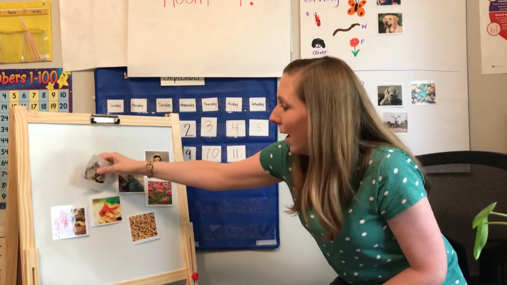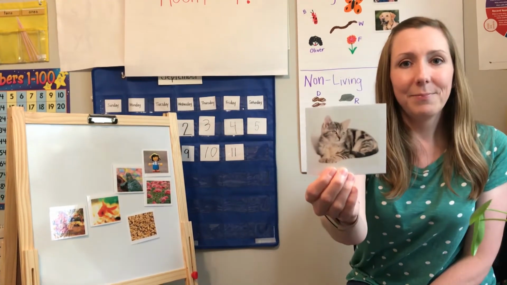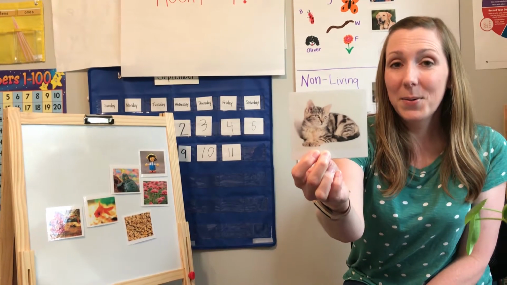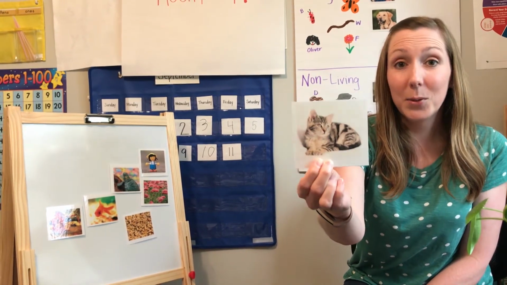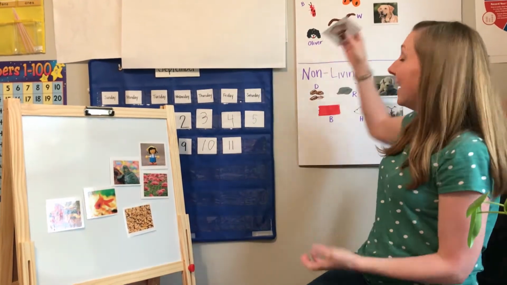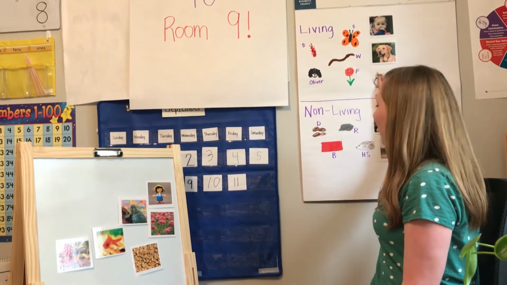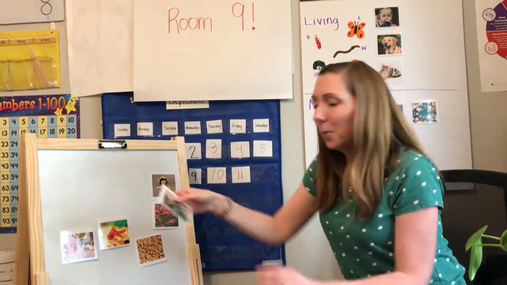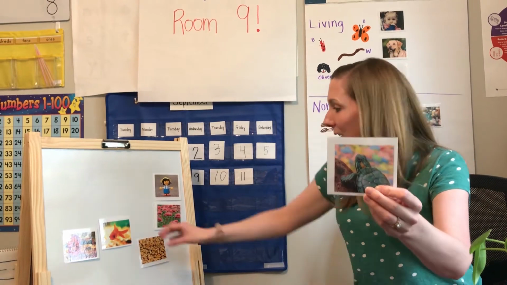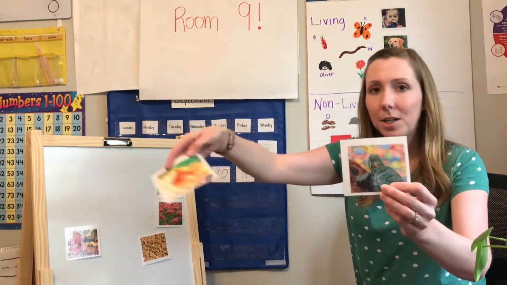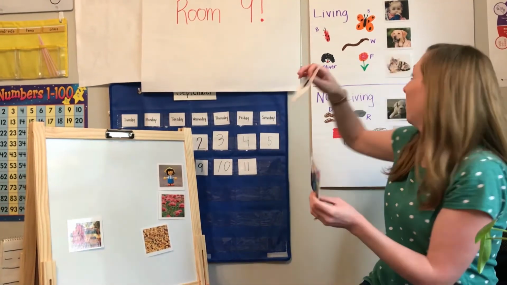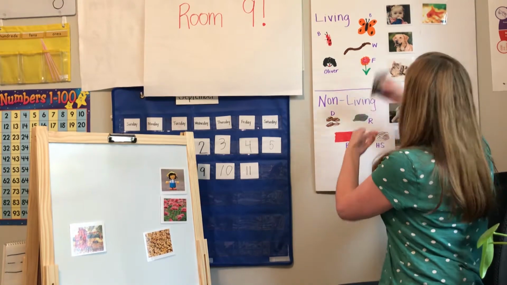Okay, what about a fuzzy little kitty cat? Is that a living thing? Does it move and grow? Does it need food, air, and water? Yes, so a cat is a living thing, and it's an animal, and we know that all animals are living things. Oh, so what about this turtle? Well, I just said all animals are living things, so you know what? I might even take this fish, too. These are both pictures of real animals, living animals. They are both living things.